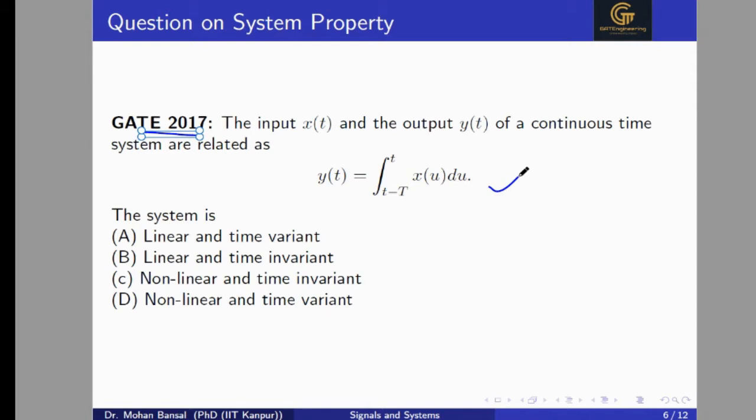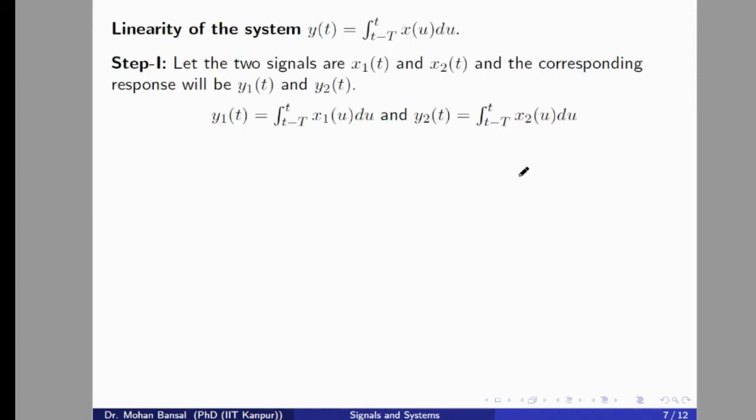First, we'll replace x(u) by x1(u) and x2(u), or we can say x(t) by x1(t) and x2(t). Just consider this u as t, because at last you will get t after solving this integration, since the integration limit is in t, so finally you will get a function of t. So consider x(u) as x(t) and replace x(t) by x1(t) and x2(t). Then you will get y1(t) and y2(t) by substituting x1(t) and x2(t) in the given system. So y1(t) will be the integration of x1(t) and y2(t) will be the integration of x2(t).